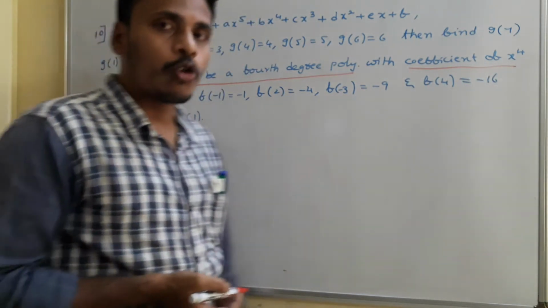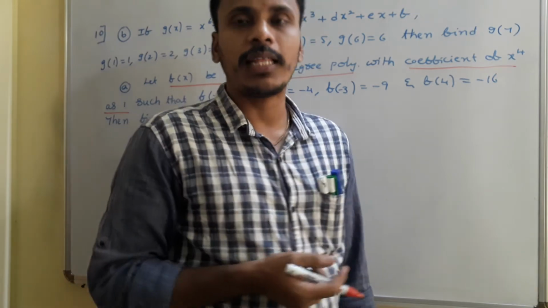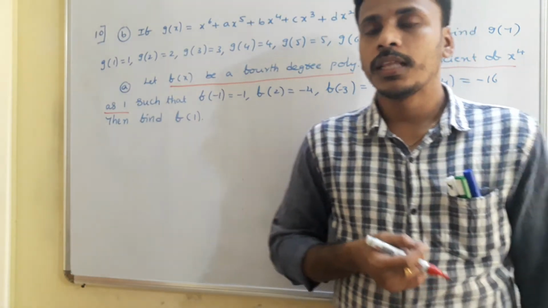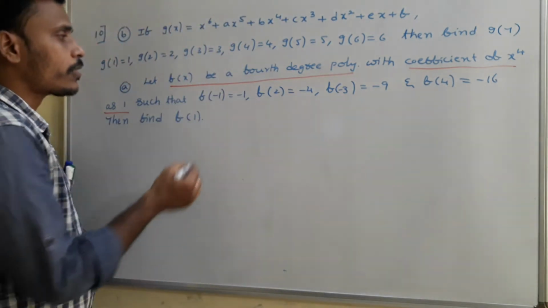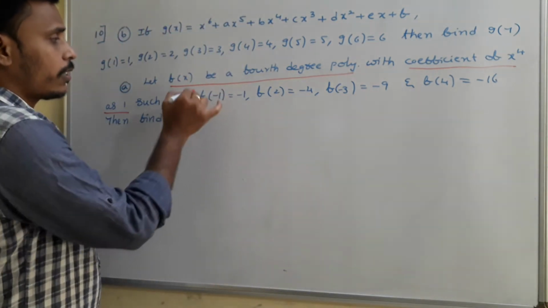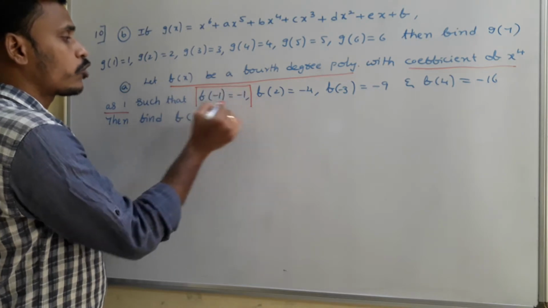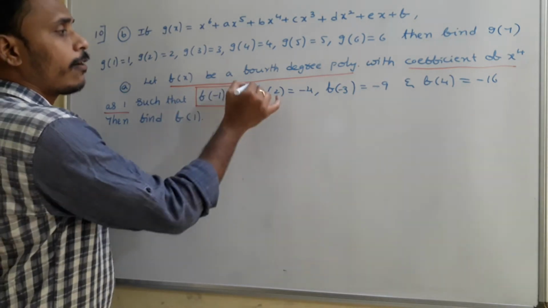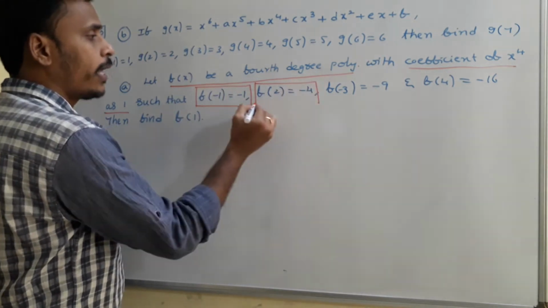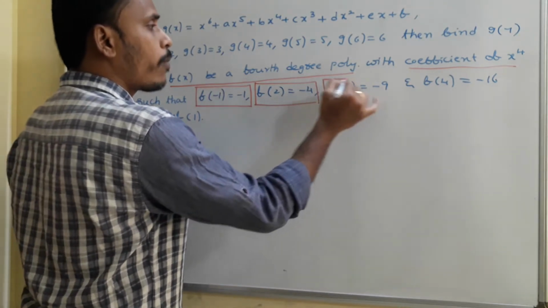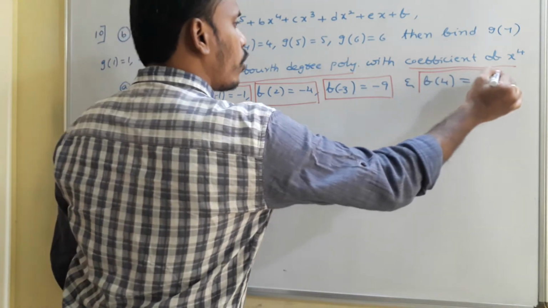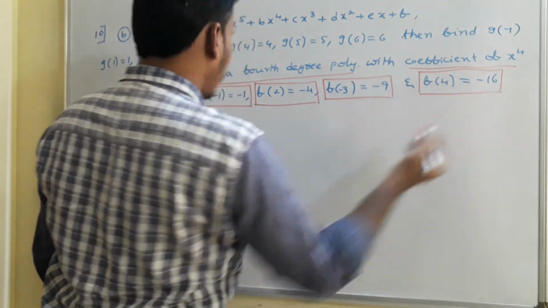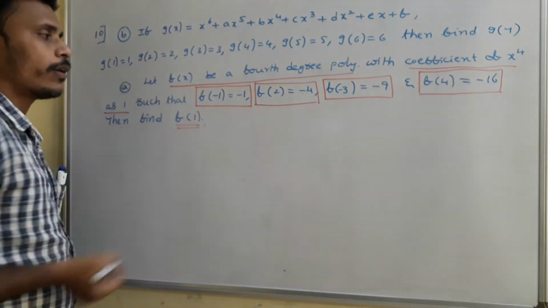That means the leading coefficient. We say the coefficient of the highest degree term is the leading coefficient, and that is 1. Now look at the situations. f(-1) is equal to -1. f(2) is equal to -4. f(-3) is equal to -9. f(4) is equal to -16. And then we need to find f(1).